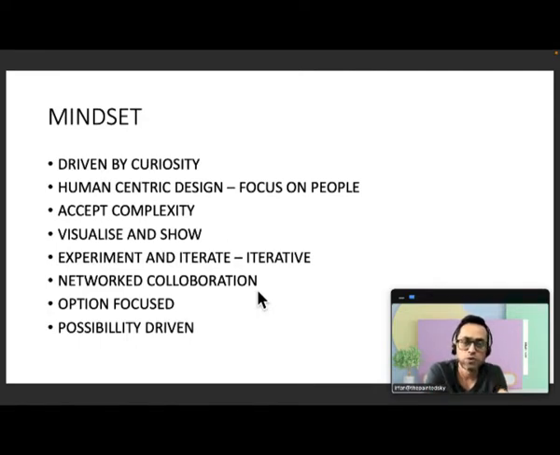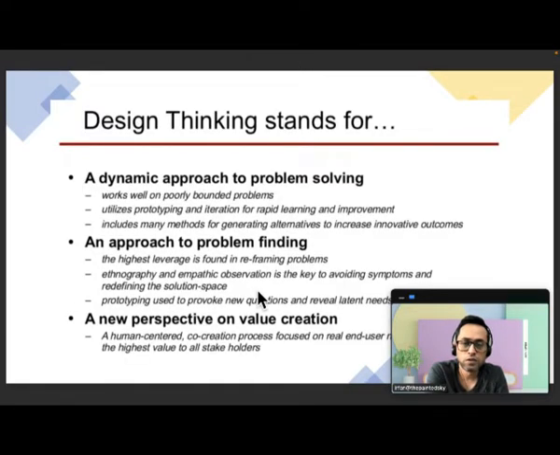Now that we have understood what is required for design thinking, let's get into a little more depth. Here are three very high level definitions. Design thinking stands for a dynamic approach to solving problems which we will call wicked problems. We'll define that. Second, an approach to problem finding. Reframing the problem is significantly important in any business process, because if you haven't understood the problem right, then the solutions you come up with are never going to work out, because there is a flaw in understanding what the problem definition is, right?